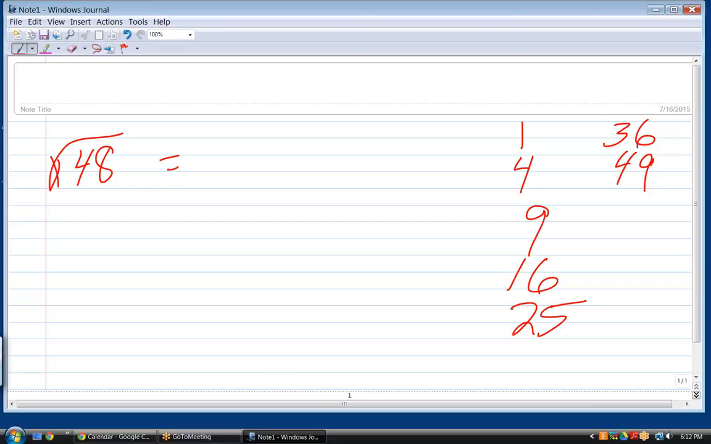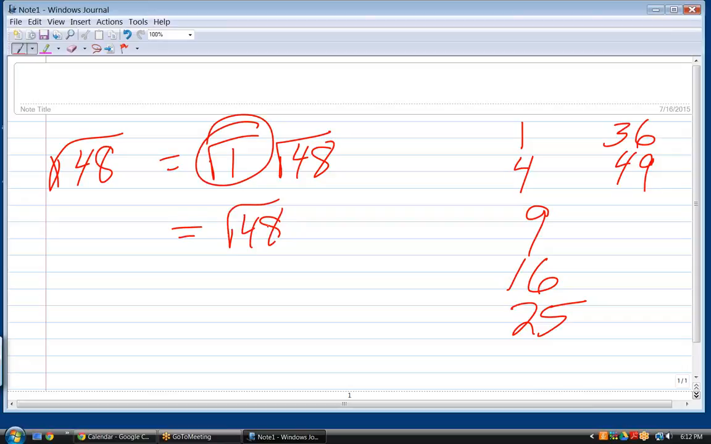Could you do 1 and 48? Well, unfortunately, that doesn't help us. In other words, yes, you could, but then that just becomes 1, and we don't even write it, so you really haven't done anything. So doing it into the factors 1 and the number is never what you want to do.